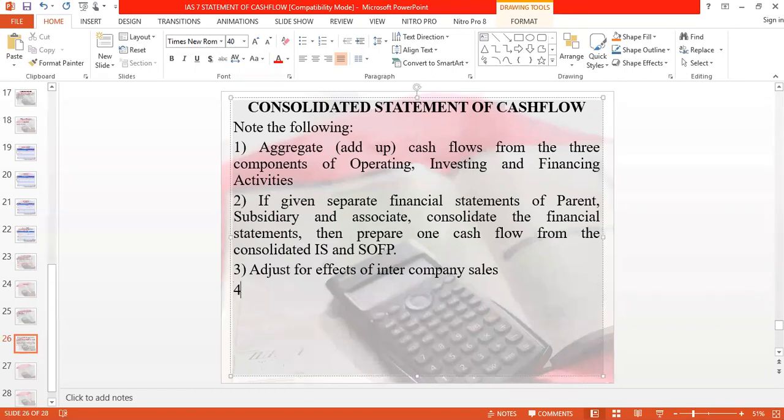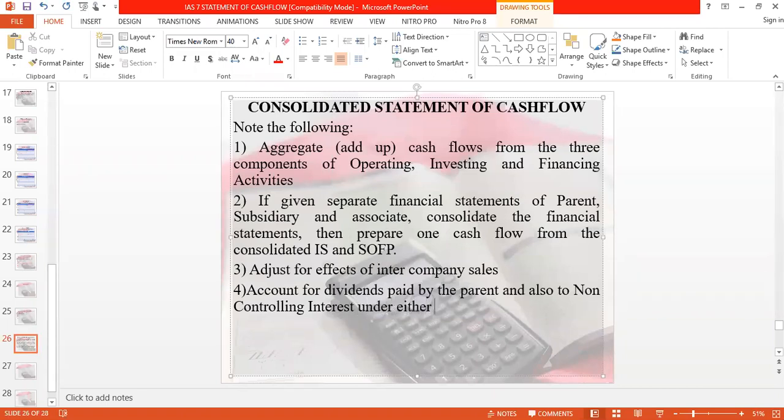Point number 4. This is important. Account for dividends paid by the parent and also to non-controlling interests, under either operating activities or financing activities. Some people may confuse NCI, so I'm writing it in full: non-controlling interest. This is the first important point.